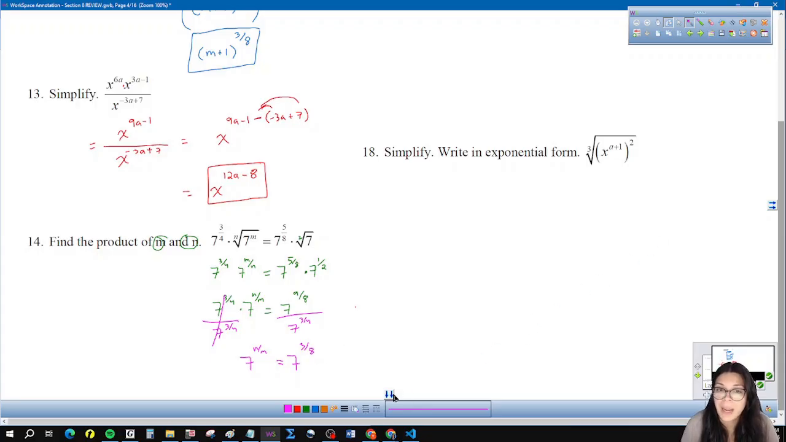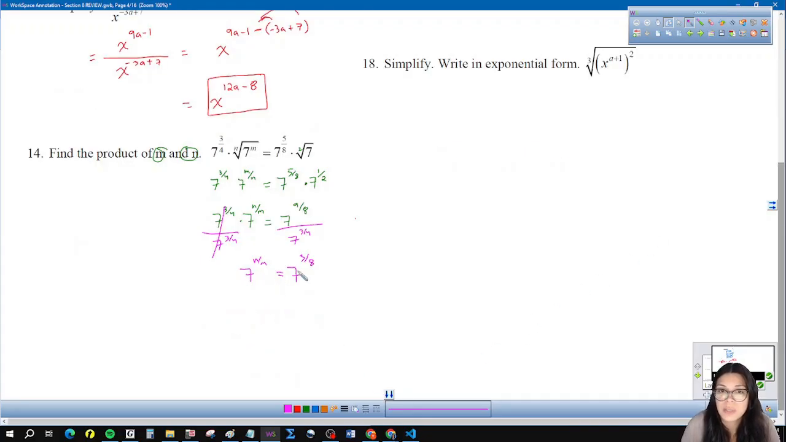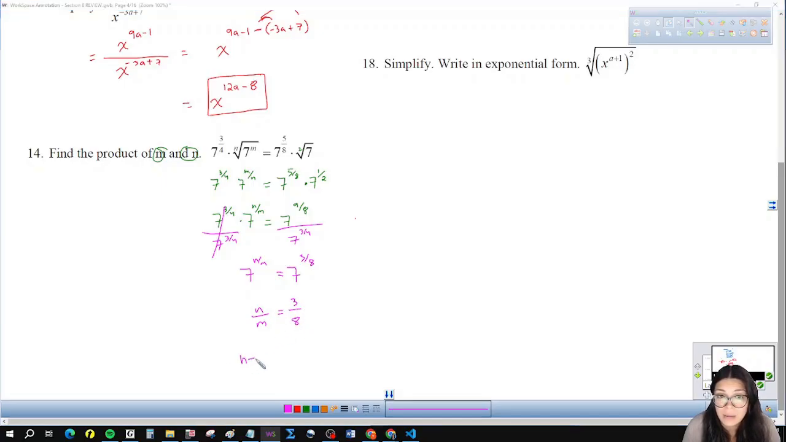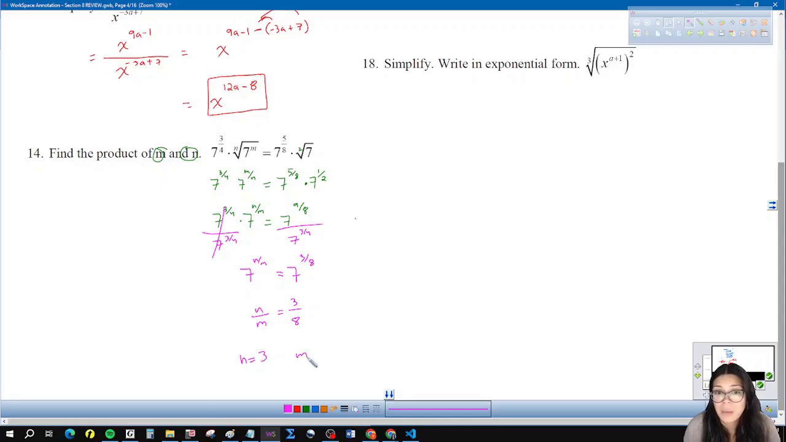Now, if 7 to a power is equal to 7 to some power, then those powers have to be equivalent. So n over m must equal 3/8, which means that n equals 3 and m equals 8. Now the question asks me, what is the product? So 3 times 8 is 24, and that is the product of the two. So my answer here is 24.